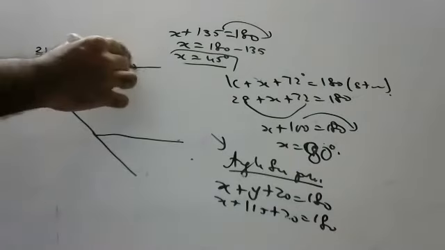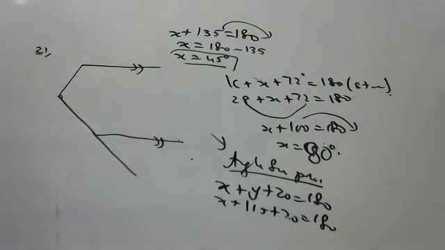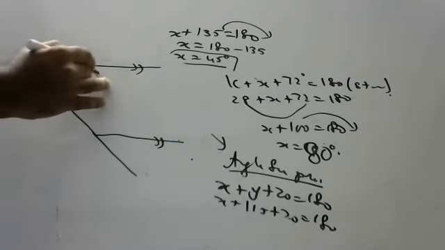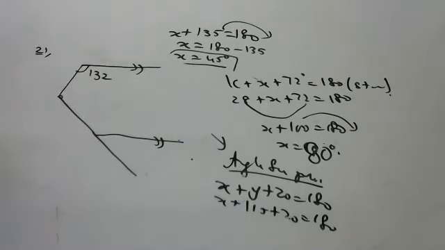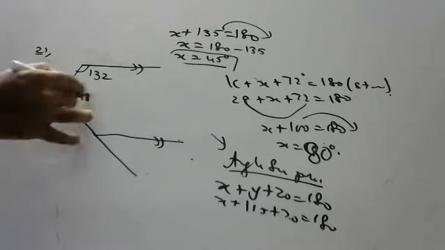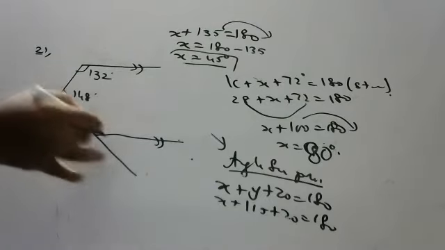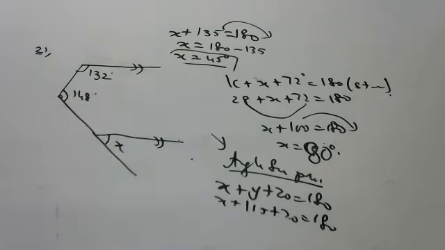Okay, children, these both are parallel lines. All of you please see here. This is given as 132 and this is given as 148 degrees, and it is asking how much this is. Very easy. All of you see here.